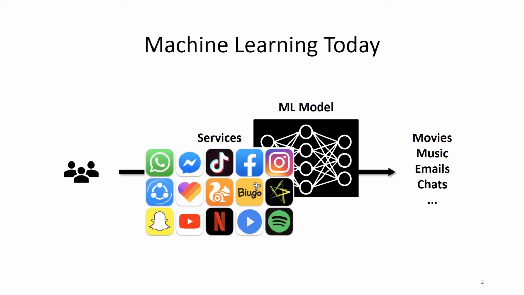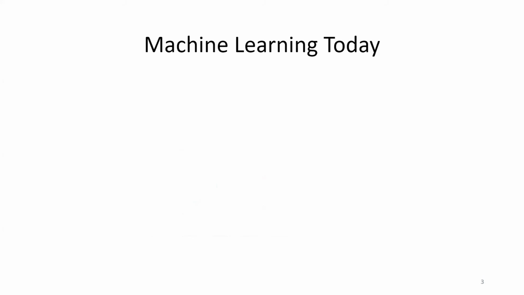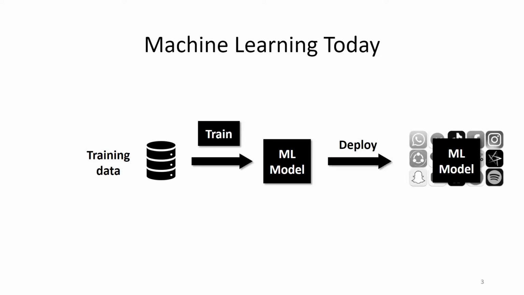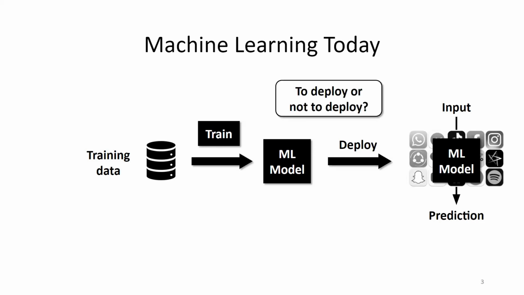To deploy such a model on these services, you typically go through a pipeline like this. You start with some training data, and then you go through a training procedure to produce a model. If the model is good enough, you can deploy it on the services to make predictions for future inputs. One of the most important questions in this pipeline is then, how do I know if my model is good enough for deployment? In practice, this is almost always decided by a metric called test accuracy, which measures how accurately the model can predict on future user inputs.